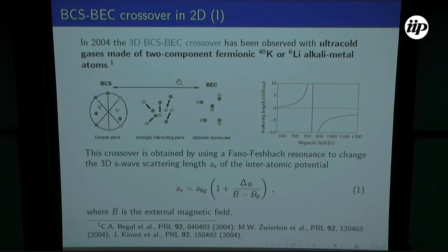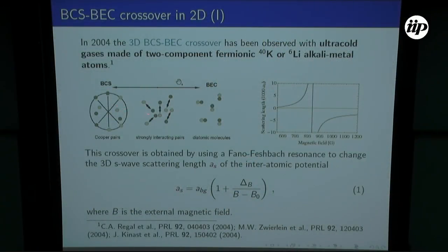For instance, here you see the scattering length on the vertical axis as a function of the magnetic field on the horizontal axis. And you see that from right to left, for large magnetic field it is small and negative. Then it becomes negative but very large, and it diverges. And then it becomes very large and positive. And then here, it goes to 0 plus.